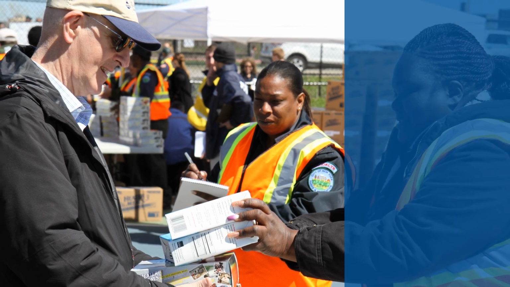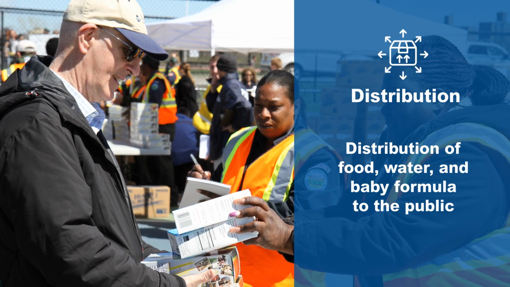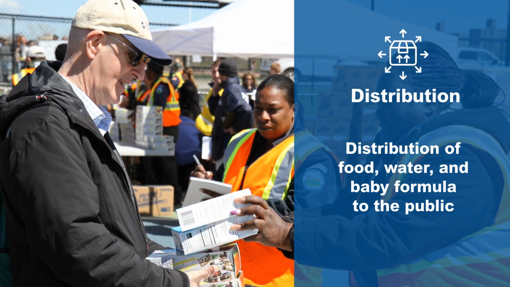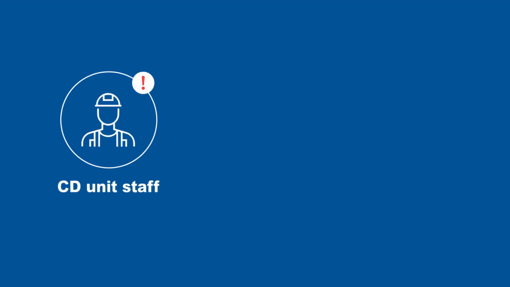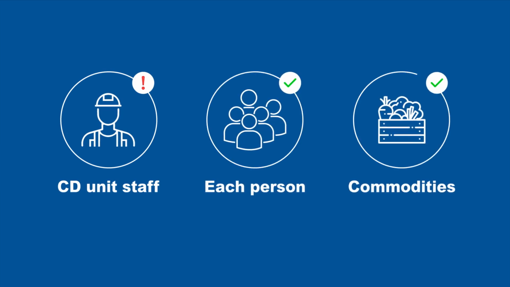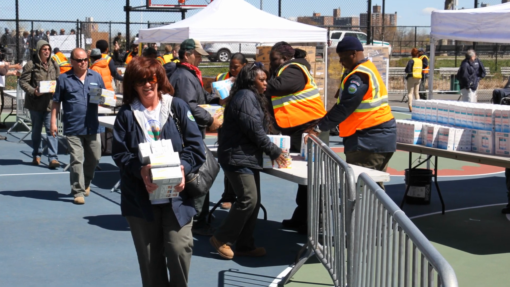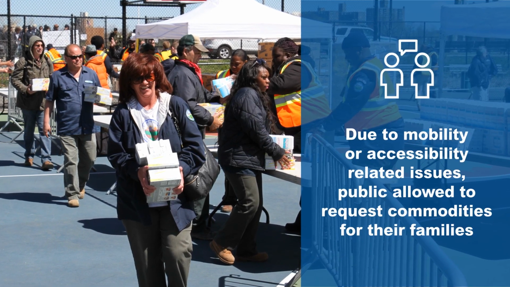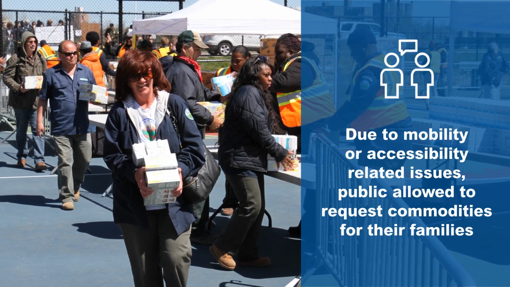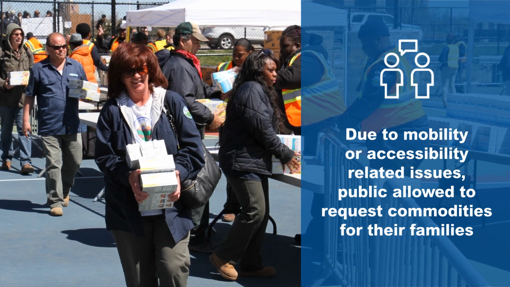The next concept is distribution. Distribution is the handing out of food, water, and baby formula to the public. Commodity distribution unit staff are responsible for providing each person who enters the CDP with the correct allocation of commodities. Members of the public are allowed to request commodities for members of their family who were unable to make it to the CDP themselves, potentially due to mobility or accessibility related issues.